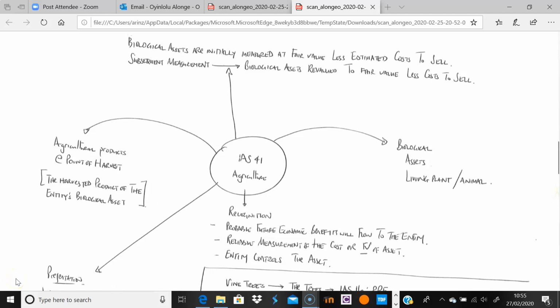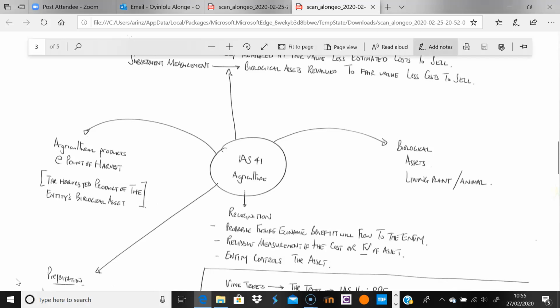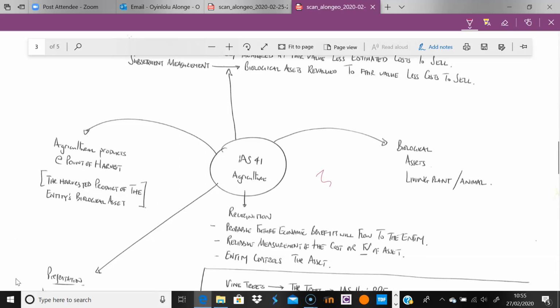Right, agriculture. Not one very much from FR, but it's in there. So let's look at it. What are we saying with agriculture? A couple of key points here. We are talking about biological assets, so living plants and animals, and we're also looking at what goes on with agricultural products at the point of harvest. So the harvested product of the entity's biological asset.